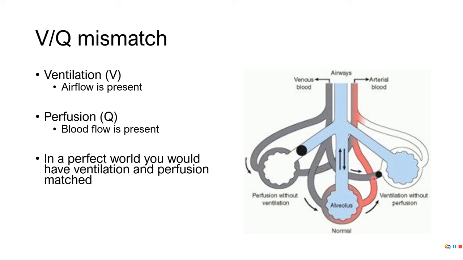And then in this case, notice that we've got a blockage here. That's what this black circle is. We've got a blockage here, but we have airflow. So there we've got ventilation without perfusion. Now where we have ventilation without perfusion, that's called dead space. Where we've got perfusion without ventilation, that's called shunt.